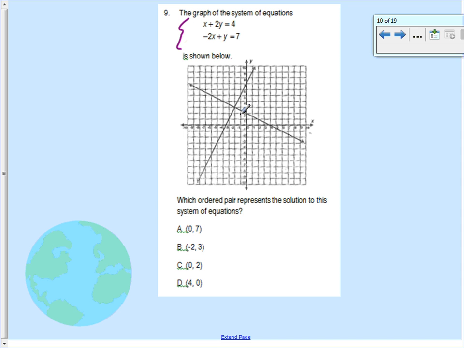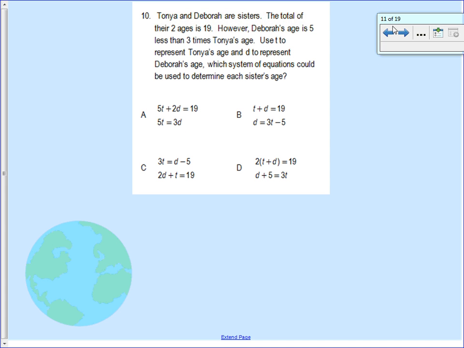This one's easy. It's giving you a graph of a system. What is the solution to the system? B. Okay. -2, 3.